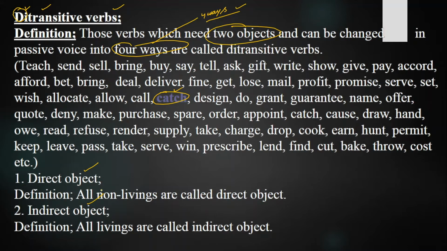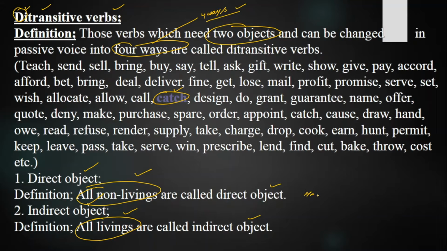What is a direct object? Whatever non-livings we have will be called the direct object, and all livings are called indirect object. So all non-livings are called direct object and all livings are called indirect object. Ditransitive verbs need two objects. Why? Because if you put only one of the objects, the meaning won't be clear and understandable.